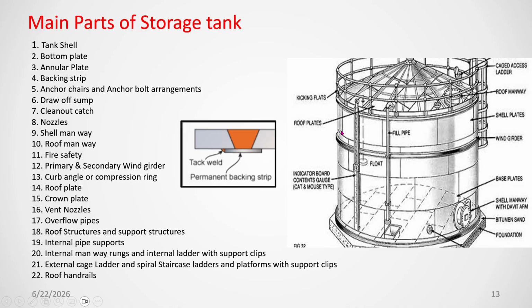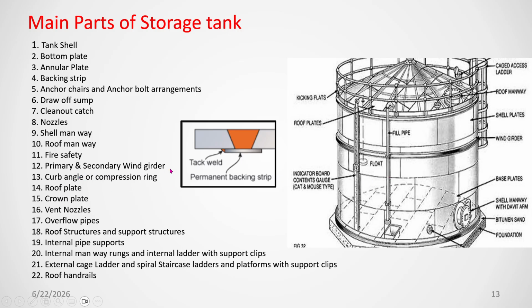Fire safety: if the tank holds explosive material, then fire safety provision should be there. Above all these sides of the tank, there will be fire safety lines. If any catastrophe takes place, there will be nozzles on the fire line. These will spray water or foam, and this will extinguish the fire.